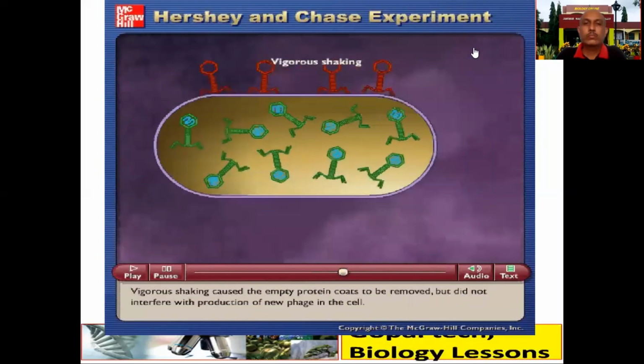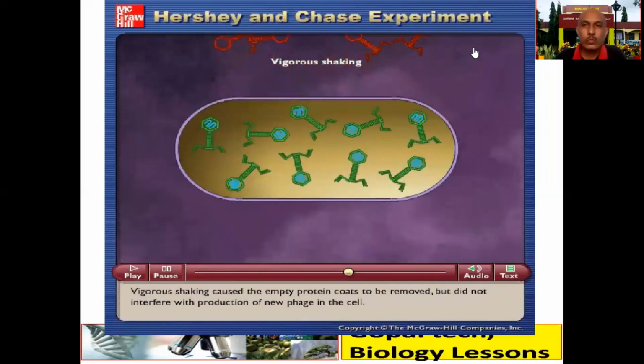Vigorous shaking caused the empty protein coats to be removed, but did not interfere with production of new phage in the cell. This is what you call blending, okay. Vigorous shaking, blending, agitation.